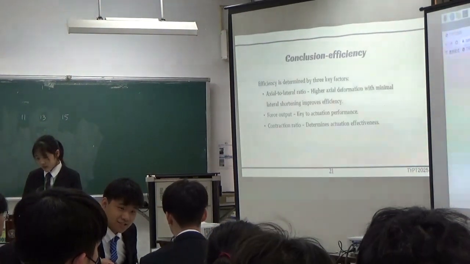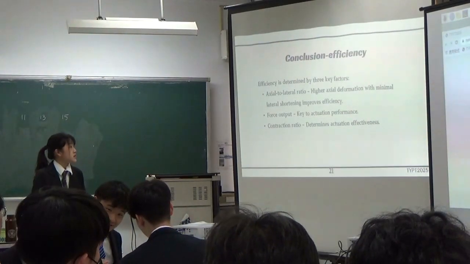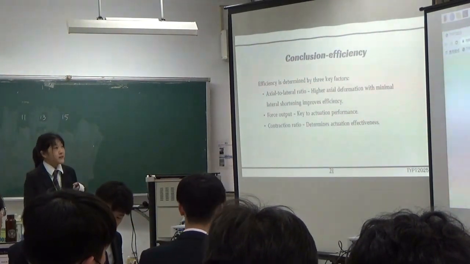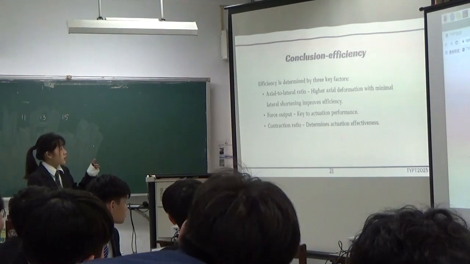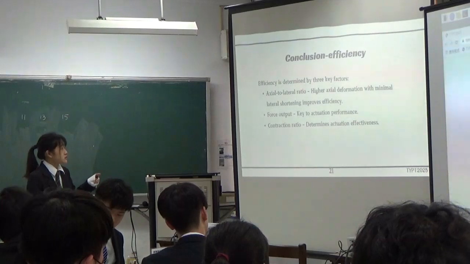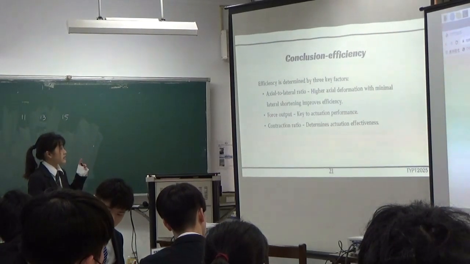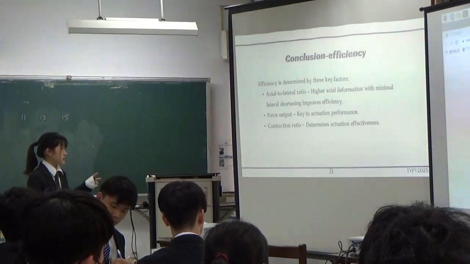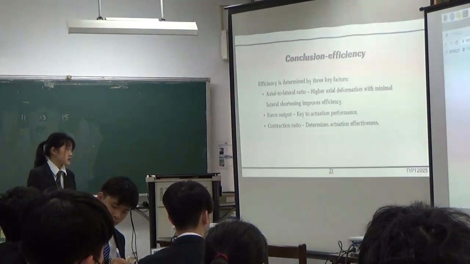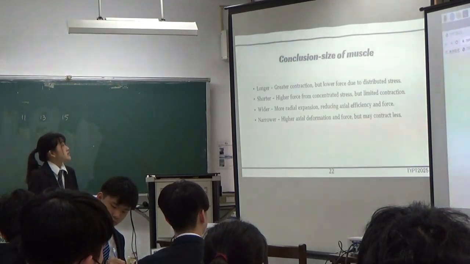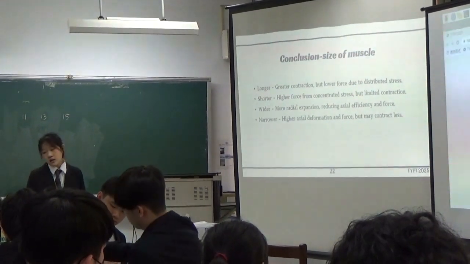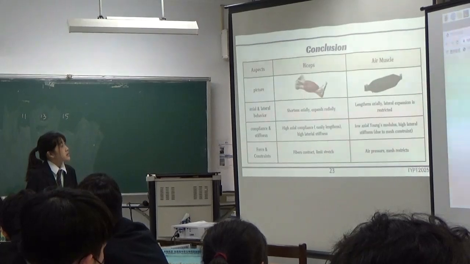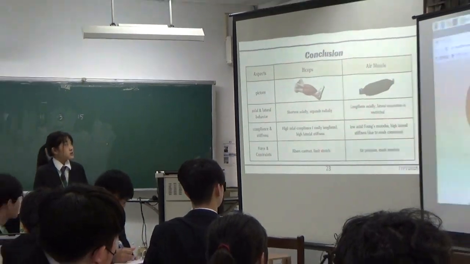And in conclusion, there are three key factors that affect the efficiency of the air muscle. One is the axial to lateral ratio, the second one is the force output, and the third one is the contraction ratio. And this is the comparison of muscle sizes with different results, compared to the actual muscle and the air muscle.